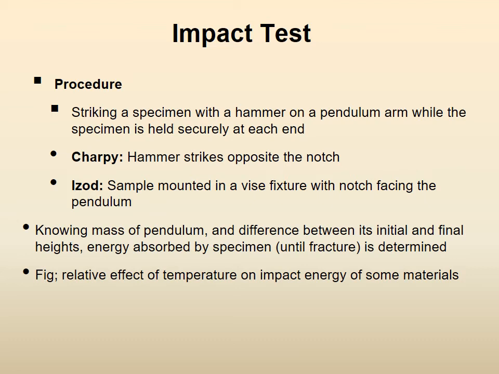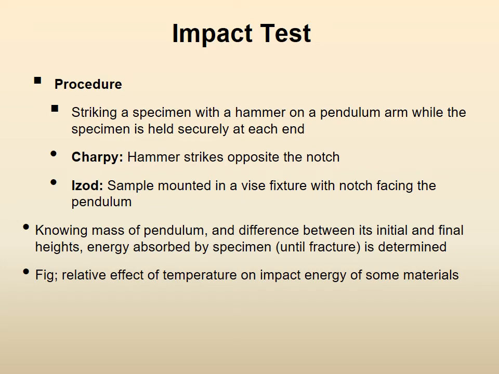The procedure, of course, is striking a specimen with a hammer on a pendular arm. There are two types of specimens. One is called the Charpy specimen. The other is called an Izod specimen. If you did this test during material science, most probably we had some Izod samples. The only difference is that in the Charpy sample, the notch is opposite to the hammer, and in Izod it is towards the hammer, right?